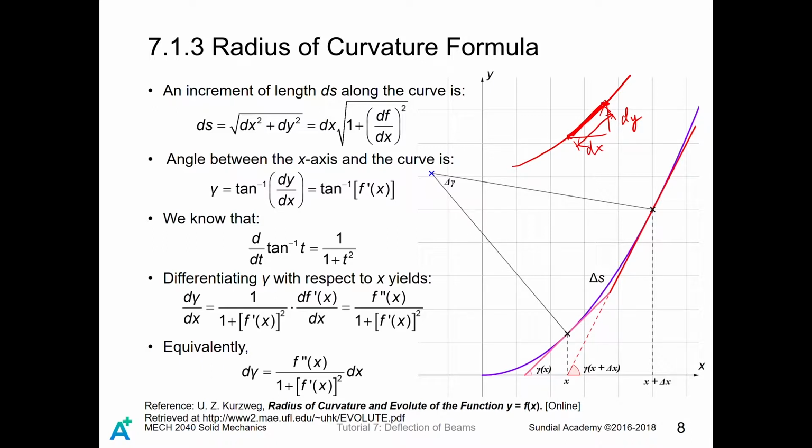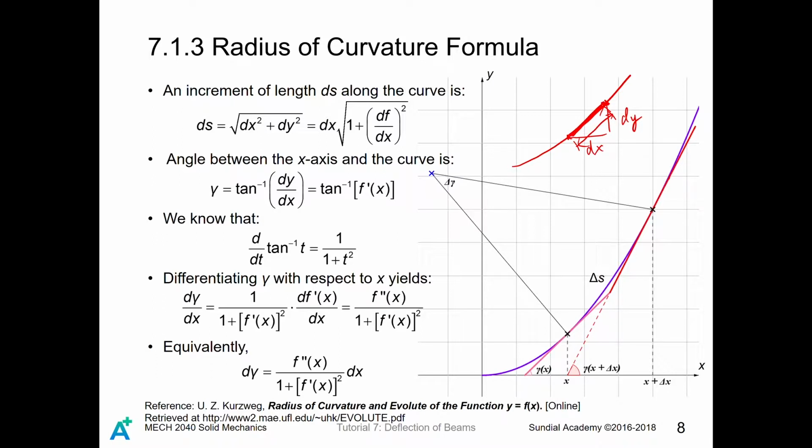So an increment of length ds is given by the square root of dx squared plus dy squared, and we take out dx, then the terms inside the square root will become 1 plus (dy/dx) squared, but y is just f(x), so we just write df/dx.